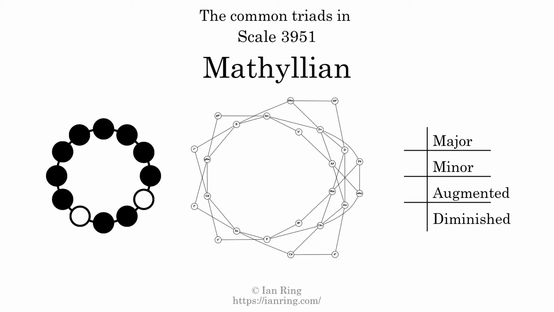The diagram in the center is a graph of parsimonious voice leading between triads. There are 7 major triads. There are 7 minor triads. There are 2 augmented triads. There are 8 diminished triads. Here is a Hamiltonian path of parsimonious voice leading that uses all the triads.